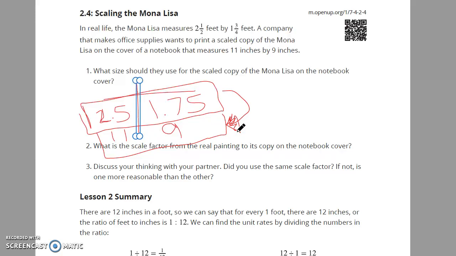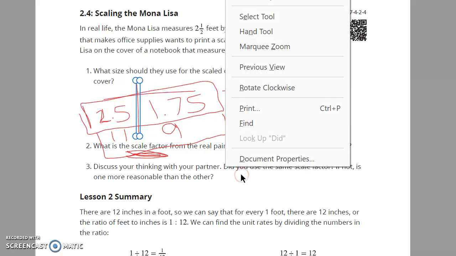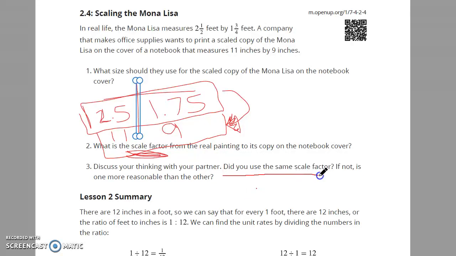Okay, and what is the scale factor? Remember, that's what you multiply by. And then talk about it, think about it. Did you use the same scale factor? If not, is one more reasonable than the other? Think about it. Is there more than one way to do this?